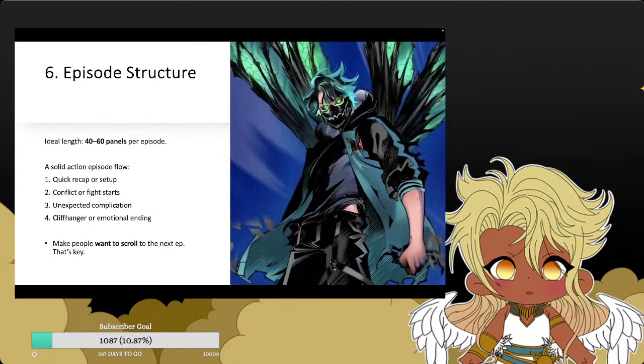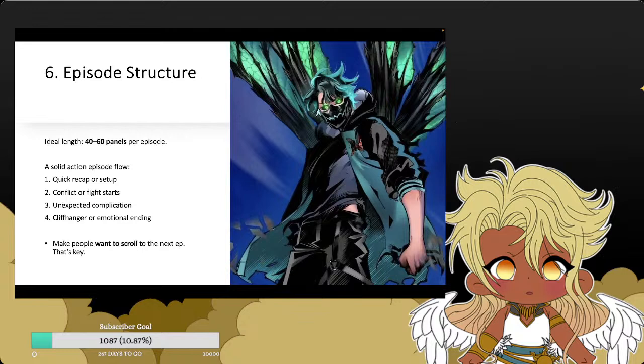All right, point number 6, episode structure. This is where I feel like it's hard to really say this, but I think a decent length is leaning towards 60 panels. I put 40 to 60, but I really feel like it's more on the higher side, and that's because I feel like you need extra panels in the fight scene to be able to really express the fight well.